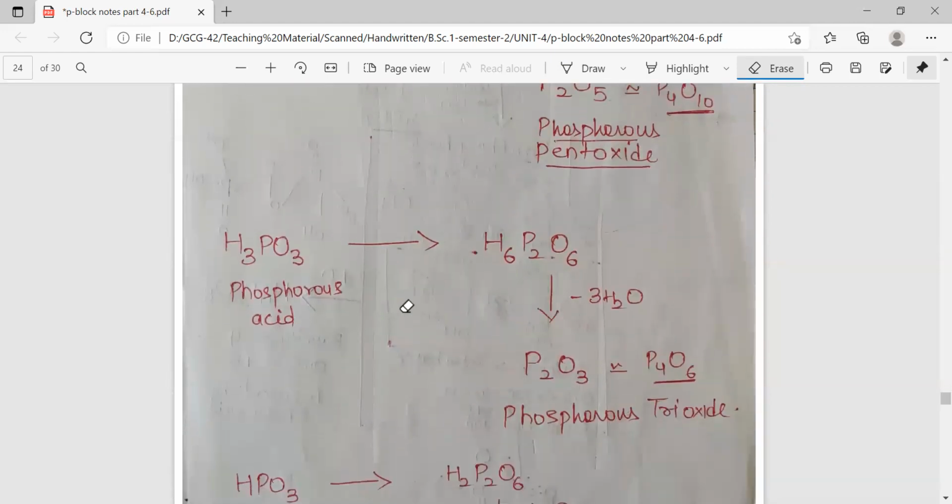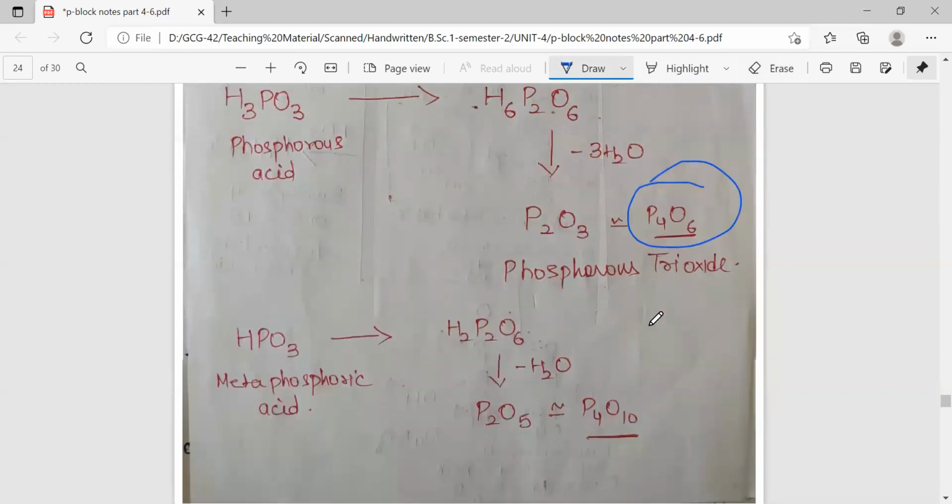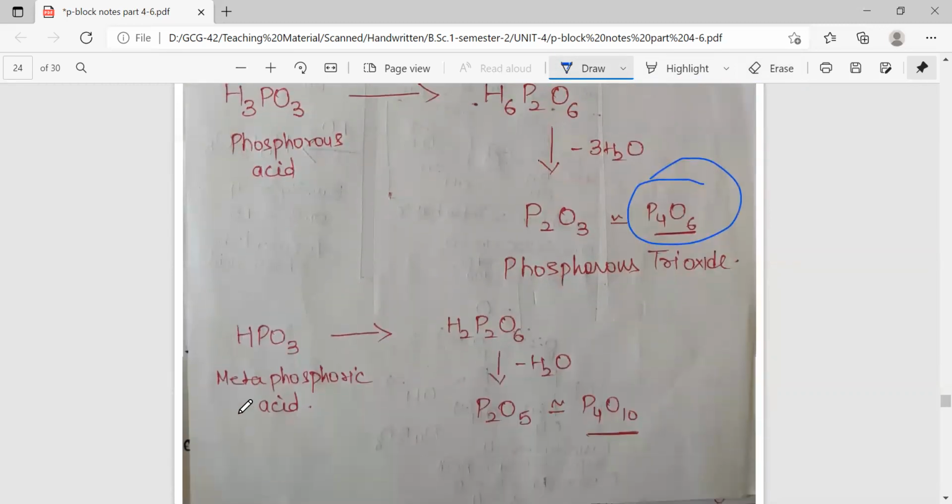Now this is phosphorus acid. From here, by doubling the formula and removing 3 water molecules, we get P4O6. That is phosphorus trioxide, which is the anhydride for phosphorus acid. Then we have metaphosphoric acid. Its anhydride is again P2O5.